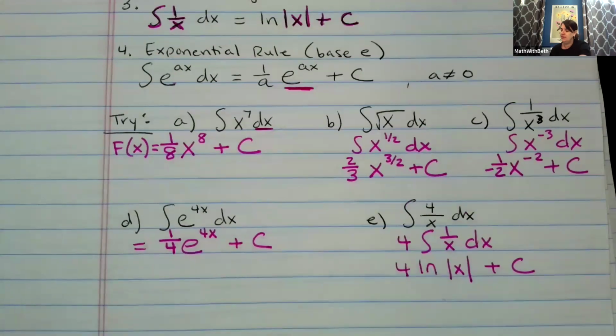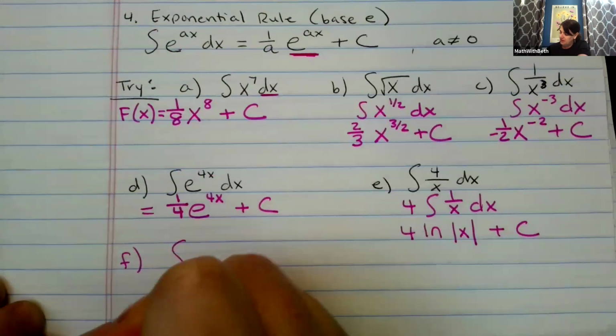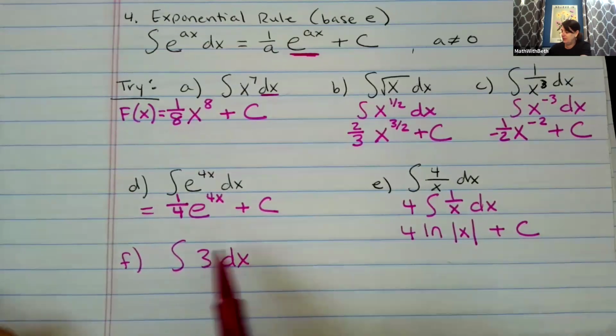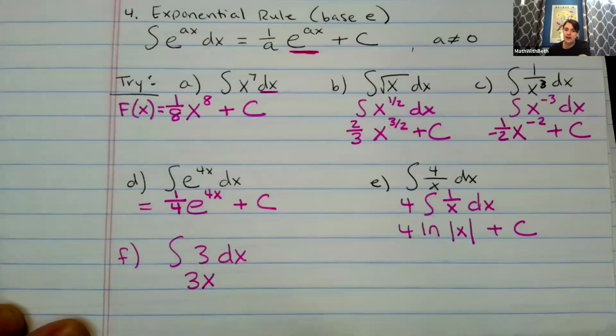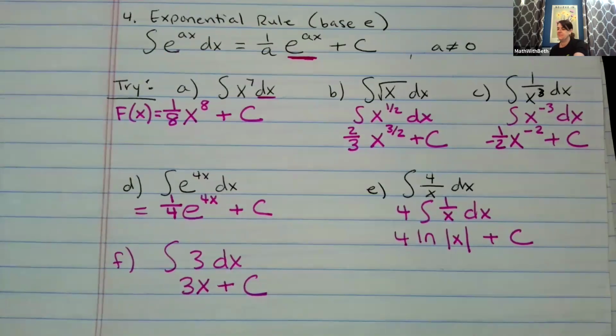So those are the basic rules. The only one we haven't done yet is the constant. So just to show you one of those, if we're trying to go backwards with just a constant like 3, the antiderivative would be 3 times x, and then plus c. Okay, let's just do some that are a little more complicated.